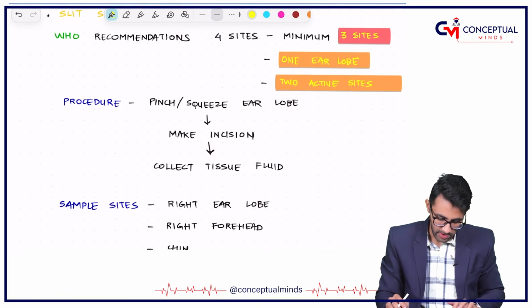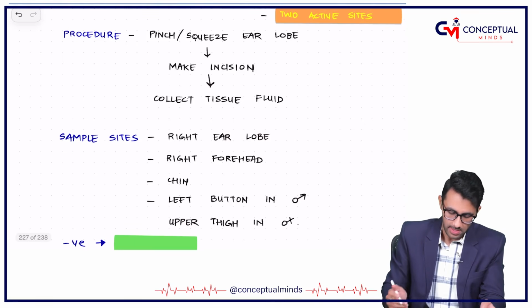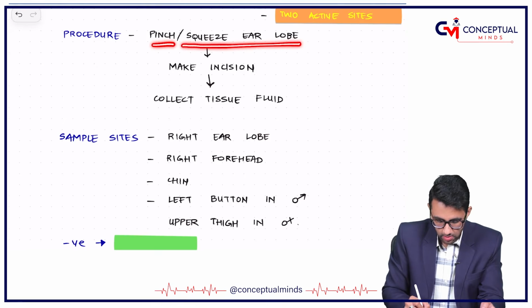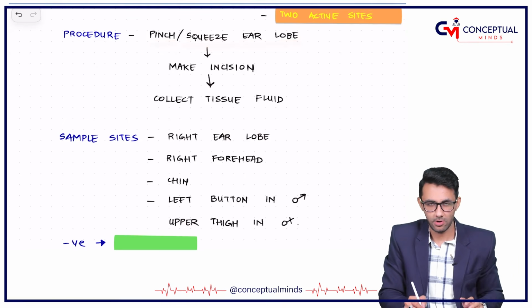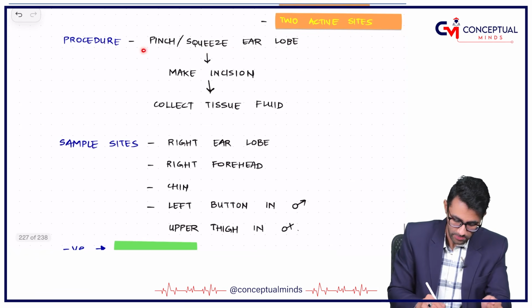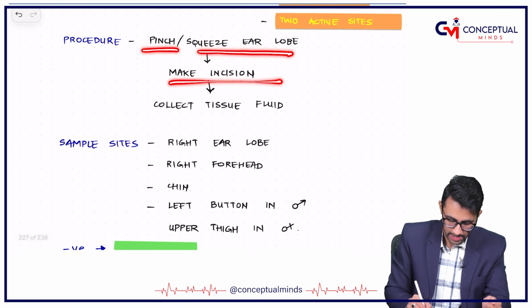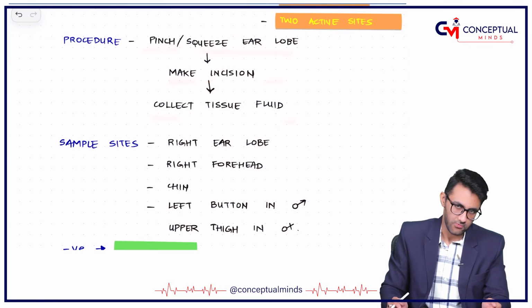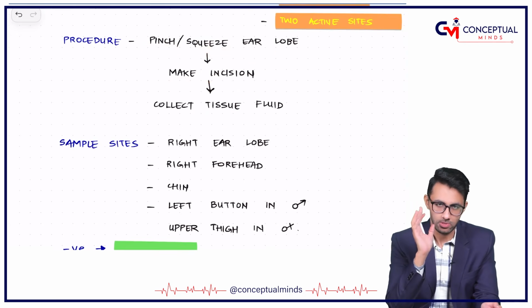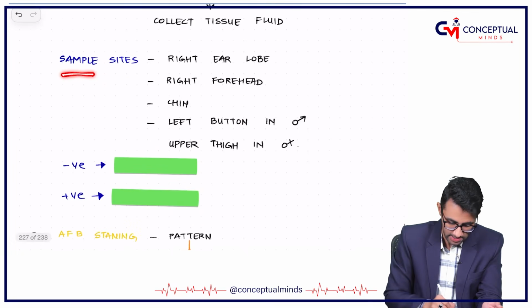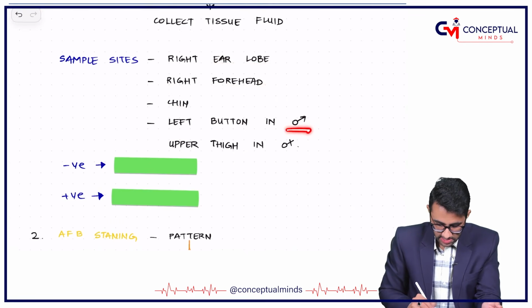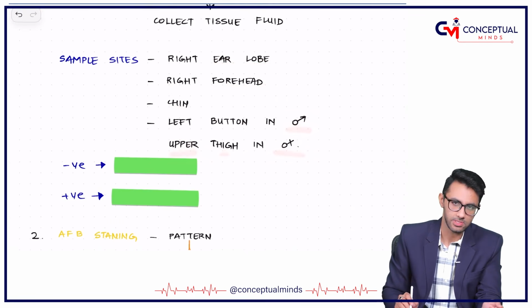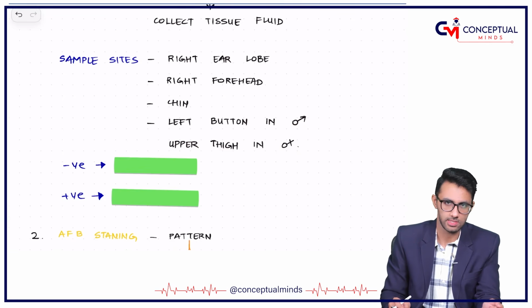Okay, fine. How about the procedure? Yes, so we have to pinch or squeeze the ear lobule, make an incision and take out the sample, put it to the path lab. That's simple. So pinch, squeeze the ear lobule, make an incision, and collect the tissue fluid. That's it, right? Not much complicated. And what are the sites? Definitely ear lobule is there, right forehead, chin, left buttocks in the males, and the upper thigh in females. Okay, so these are the most preferred locations.